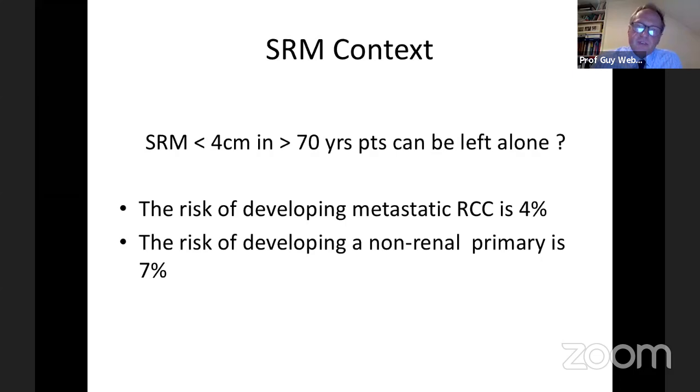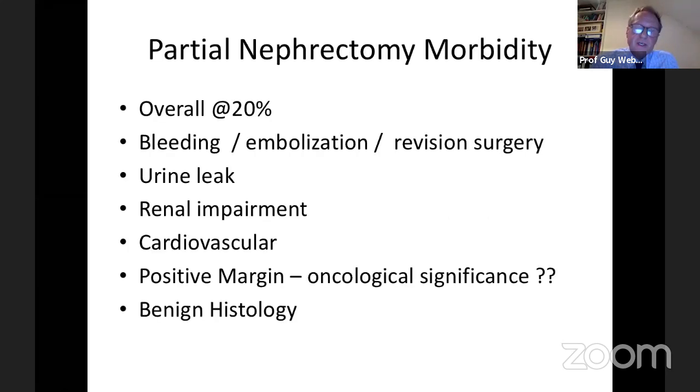And the context of this is that the risk of developing metastatic renal cancer with a small mass is probably 4%, pretty low, 4%. But the risk of developing a non-renal second primary is 7%. So they've got a higher chance of developing another disease, which is more likely to affect them. So I would say that there is a case for saying that in patients greater than 70, although that's a bit generic, and we could drill into that, but small renal masses of under 4 centimeters quite possibly could be left alone in patients over the age of 70.